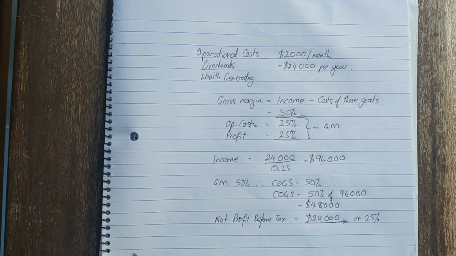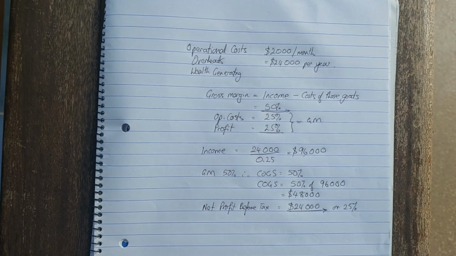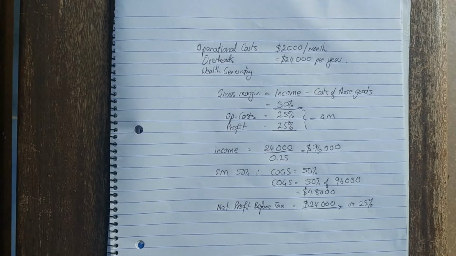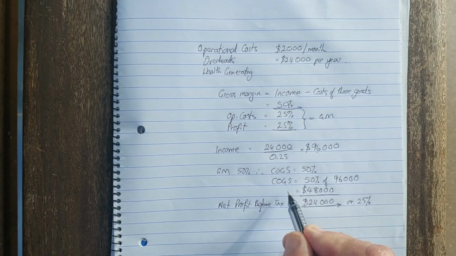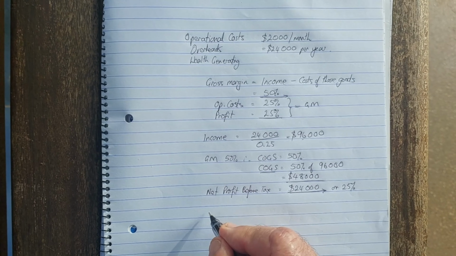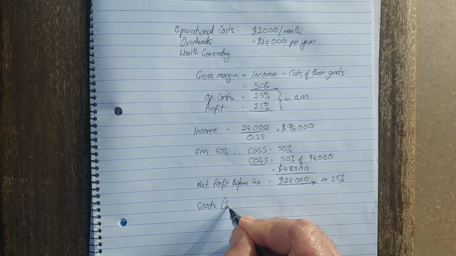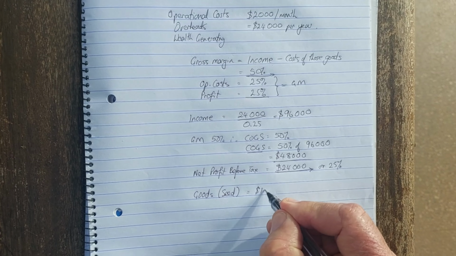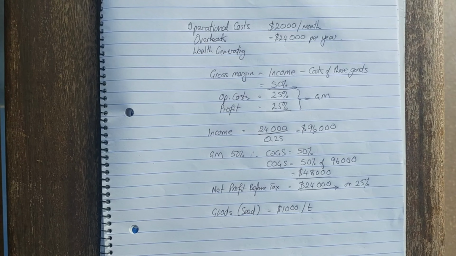We can determine our seed that we must sell, the quantity of seed we must sell, and the selling price of that seed. So let's just look at this gross margin here, or our cost of goods. Let's say we are going to spend on our goods that we are going to produce, in this case seed, $1,000 per ton to produce and get that seed ready for sale.